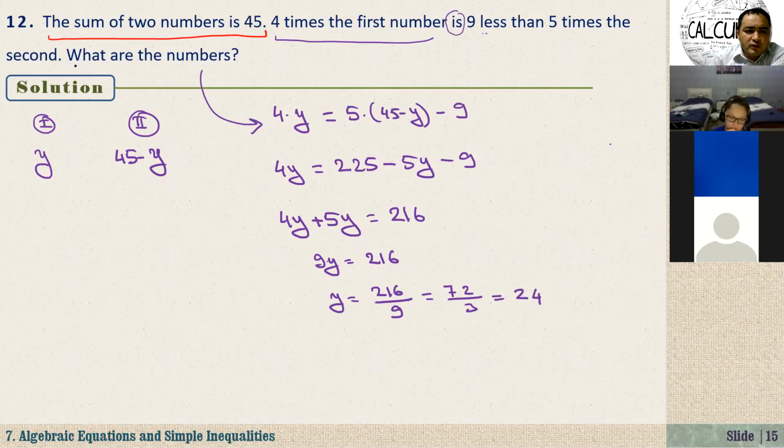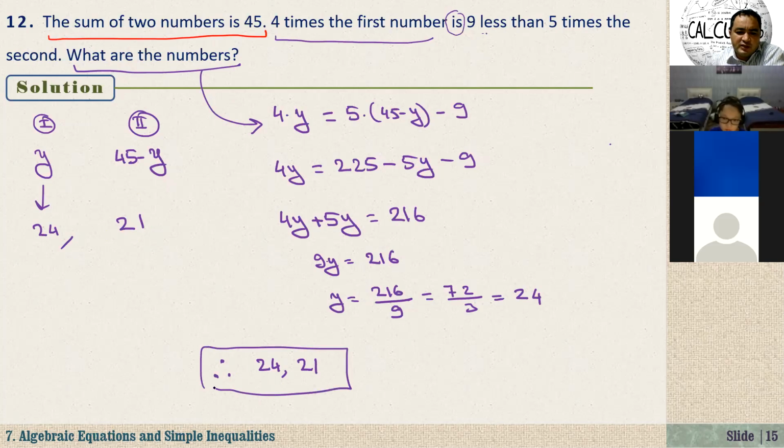What is the question? What are the numbers? We have to find two numbers. So we actually found the value of y, that's equal to 24. If the first number is 24, the second number should be 45 minus 24, which is equal to 21. Therefore the numbers are 24 and 21. These are the numbers that satisfy the given conditions in the problem.